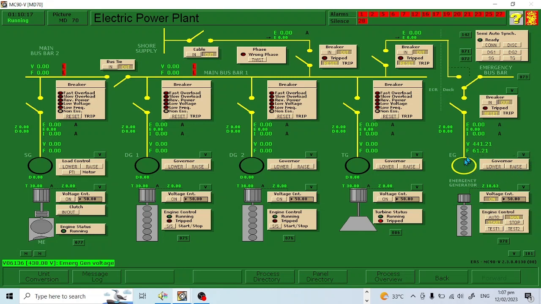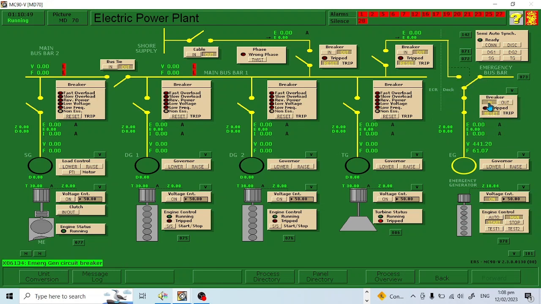Besides, here is the governor control. If we want to lower or raise the RPM of this generator, if we want to lower, press this one. If we want to raise, press this one. But this is almost okay, so we are going to close this breaker by pressing this button, breaker in, so that this breaker will be closed, in closed position.